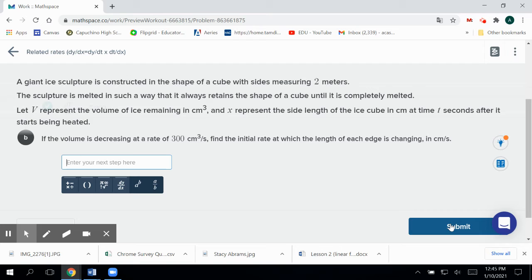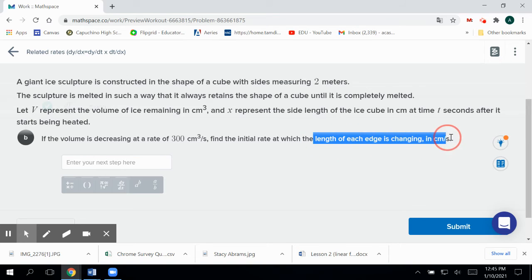All right, now the volume is decreasing at a rate of 300 centimeters cubed per second. Find the initial rate at which the length of each edge is changing. Okay, so now they're changing up the problem on us. It's not changing at what it was in the first problem. So now I don't know the dx/dt. Find the initial rate at which the length is changing in centimeters per second. So that is going to be dx/dt. So I don't know dx/dt for this second part.